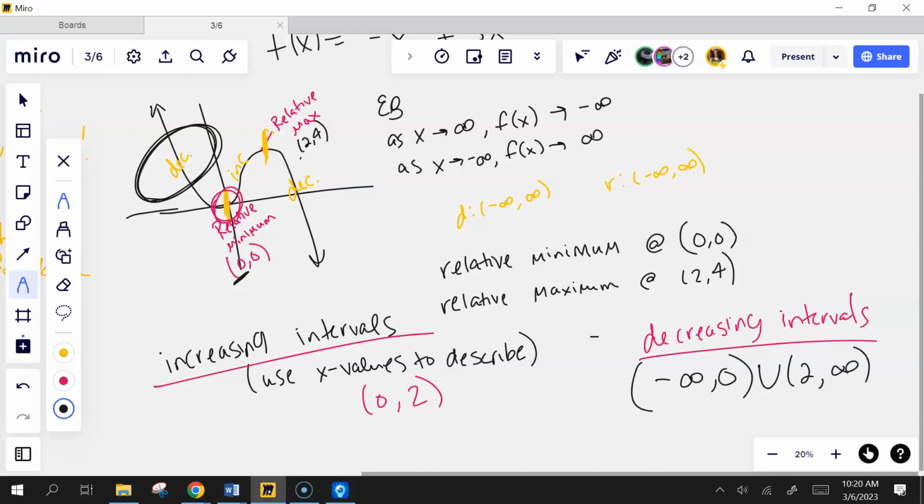Do you use brackets, because you find the f of x on this one? No, because at that point it's stopped. It's not increasing or decreasing. It's changed direction. Questions? Y'all took to that way better than I thought.